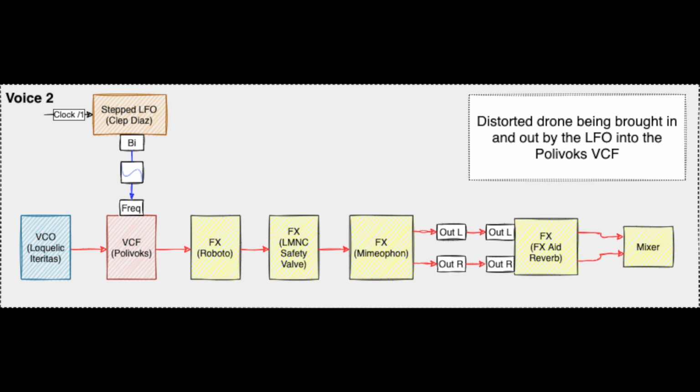It then goes through a series of effects to dirty, muddy, overdrive the sound and add some delay. First of all, I'm going into a Roboto effects unit. That's providing a robot type distortion on top of the voice. I'm next going into a Look Mum No Computer Safety Valve, a valve based overdrive unit. That's going into Mimeophone for some delay. And then the stereo output from the Mimeophone is going into an FX8 unit for a reverb. Okay, so let's have a listen to this voice.